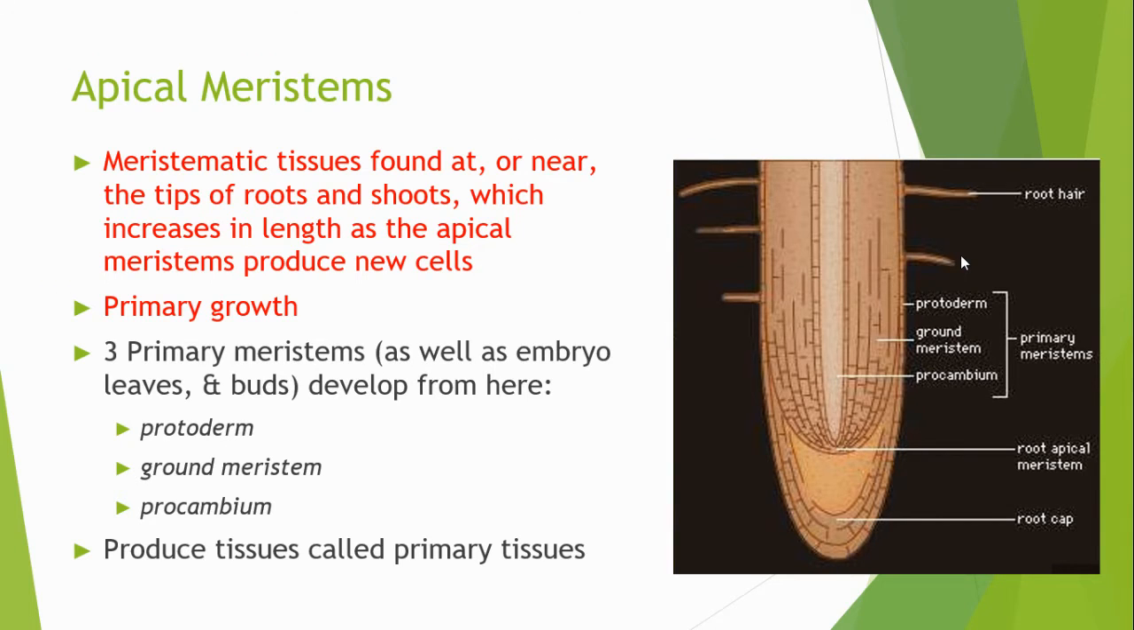And I'm probably going to butcher some of these words, but we'll do the best we can here. The protoderm, the ground meristem, and the procambium. They produce tissues called the primary tissues. So over here, these are going to be the primary meristems, this group right in here.